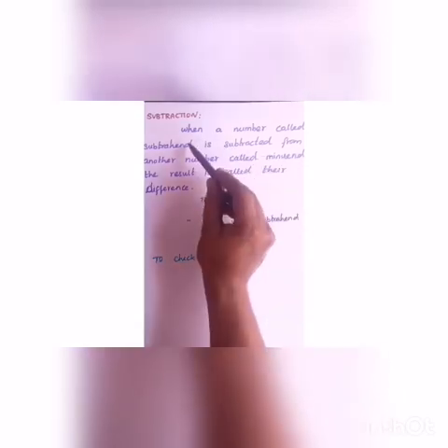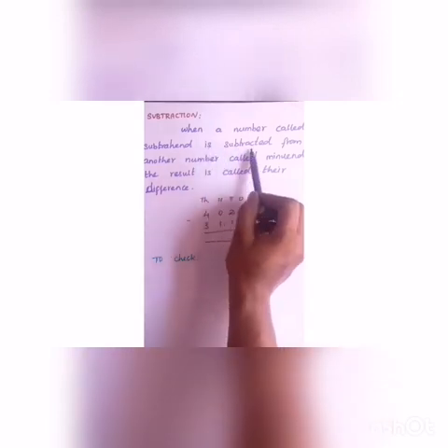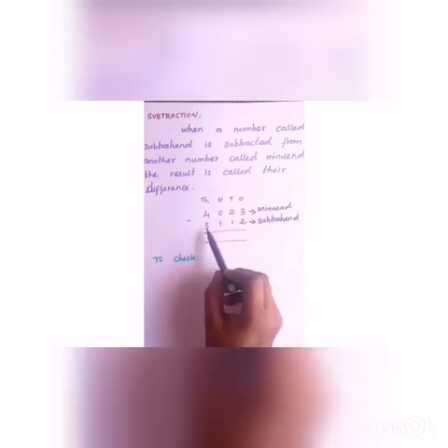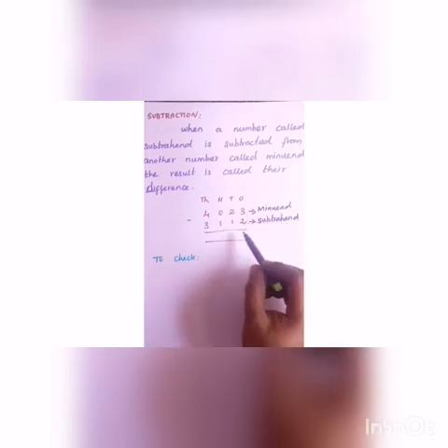Look at this. When a number called subtractand is subtracted from another number, so from where is it subtracted? From this number you have to subtract this number. So this number is said to be the minuend. This is your first number and this is called the minuend, and the second number is the subtractand. You get the answer. What answer do you get? First you have to subtract this.